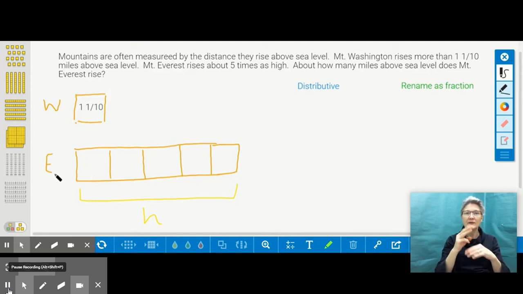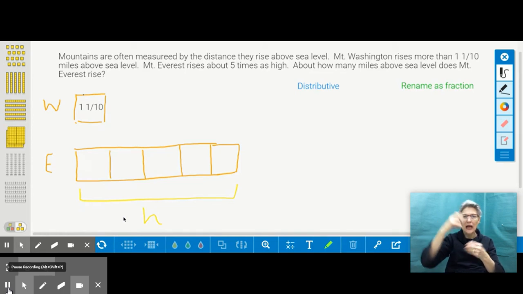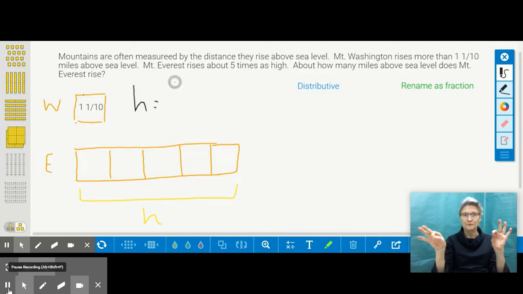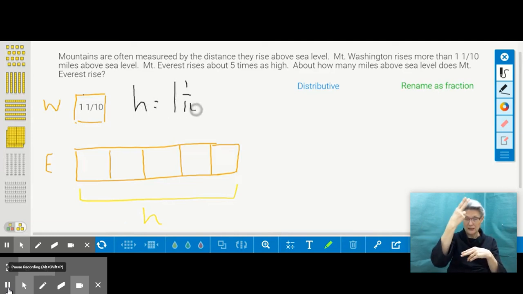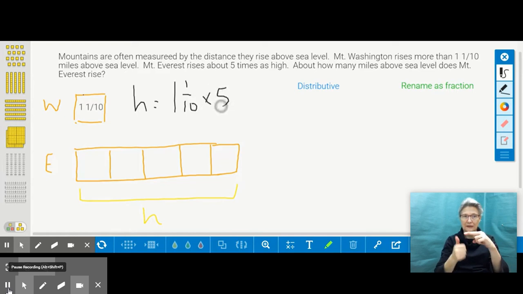Down here I have the E for Everest, and I drew 5 boxes because I know that Mount Everest is 5 times as high as Mount Washington. So there's 5 of those boxes. It's 5 times the value. Down here in yellow, I have an H. H is representing the height of Mount Everest, so how many miles above sea level Mount Everest is. So I'm going to write out my equation here in black. So I know that H equals 1 1/10 times 5.